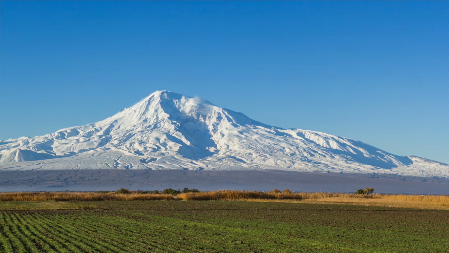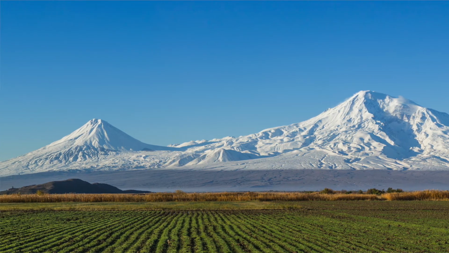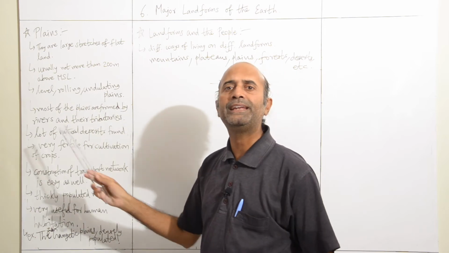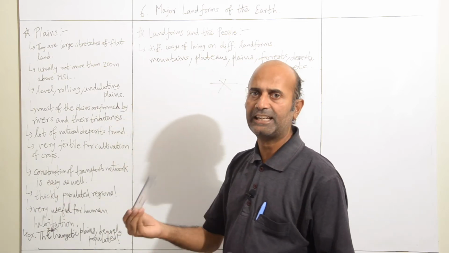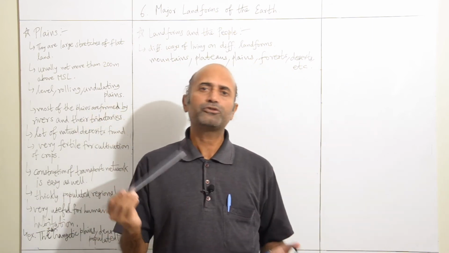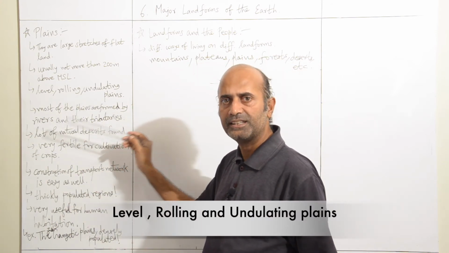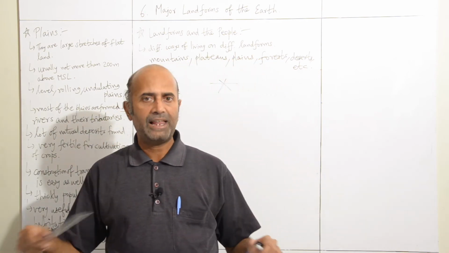Plains are large stretches of flat land. Usually plains are not more than 200 meters above the mean sea level. That's why they are known as plains. However, sometimes they can be slightly more than that as well, but not like plateaus and mountains. Plains can be of three types: there can be level plains, there can be rolling plains, there can be undulating plains. And then normally plains will have flat land.